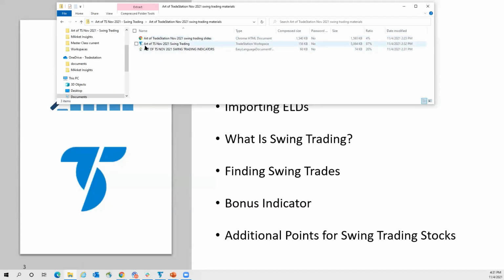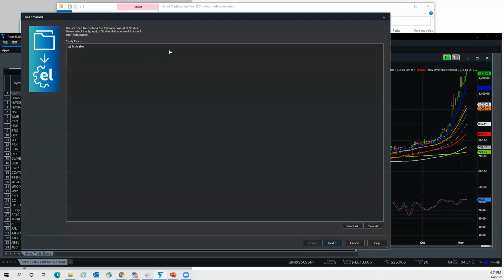It has a workspace, but first thing you want to do is double click on this, the EasyLanguage document. This will bring in a series of indicators that are going to be used. You may have some of them already if you've been in some of my other webinars, but there are some new ones. There's some interesting things that I've been developing here to facilitate swing trading, so I wanted to share those with you again today.